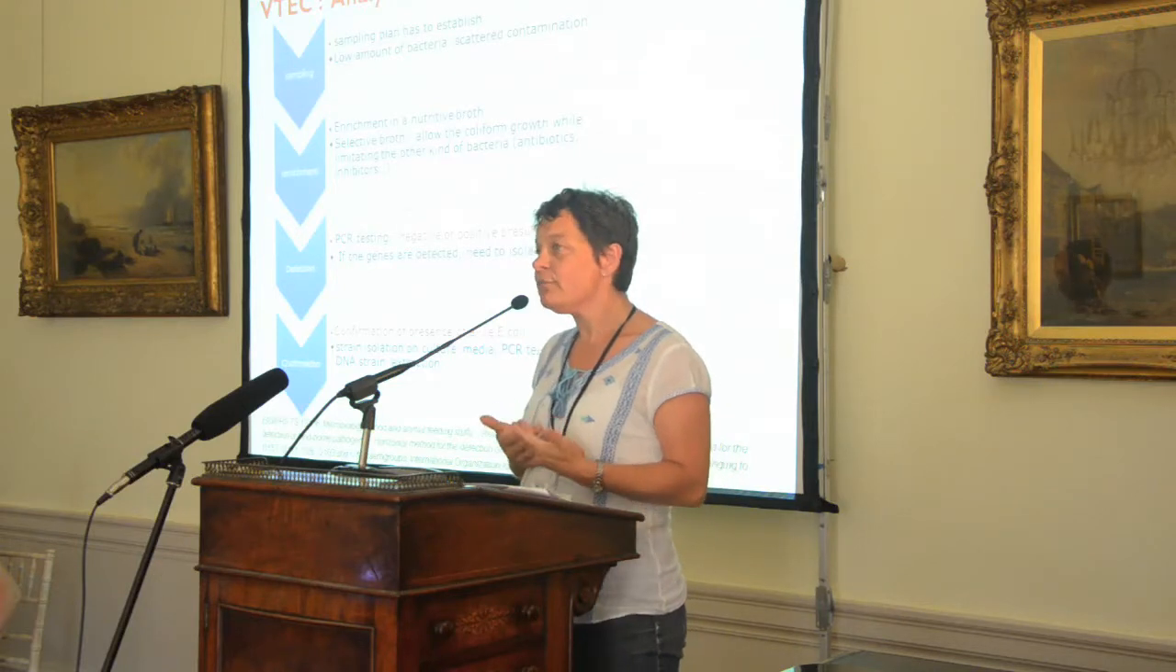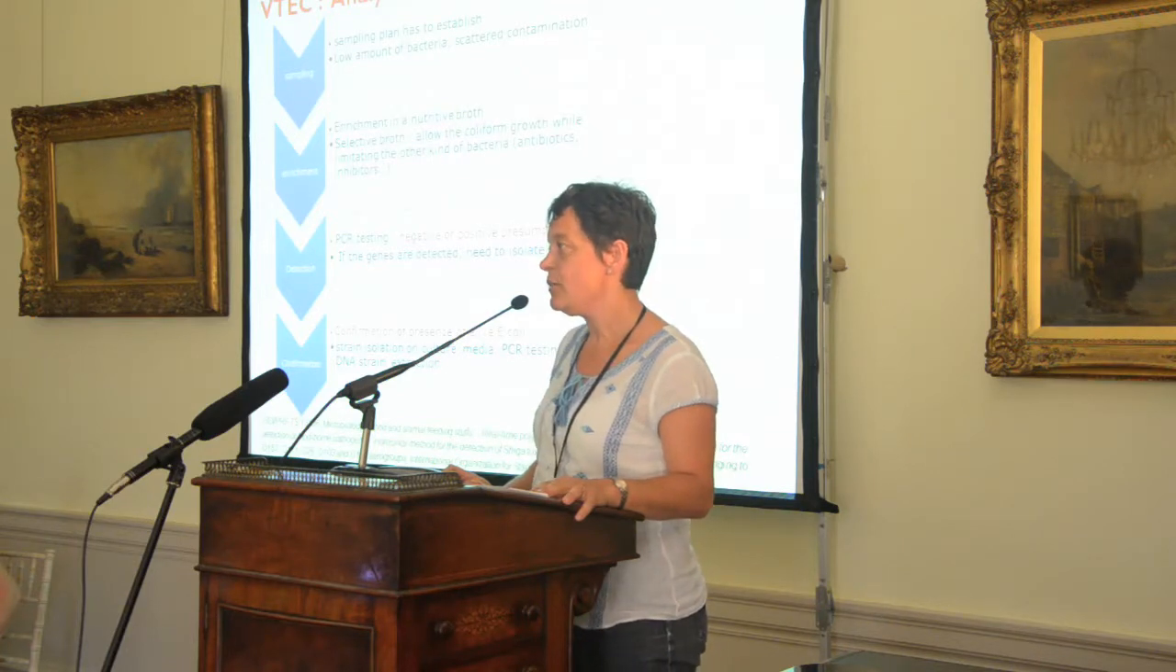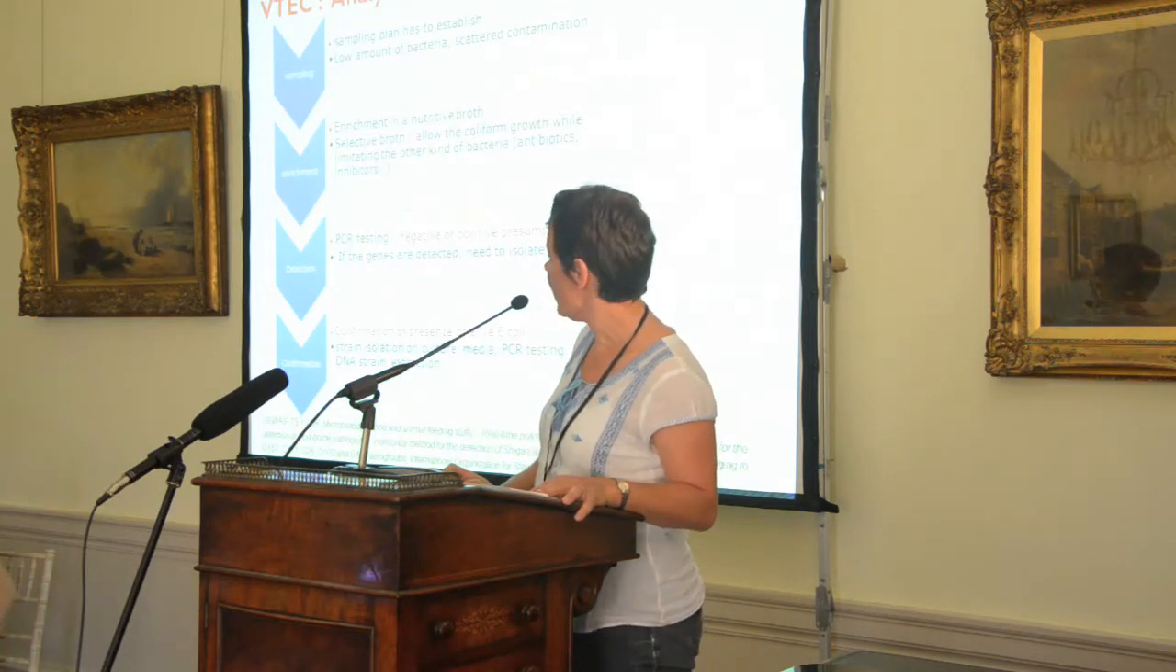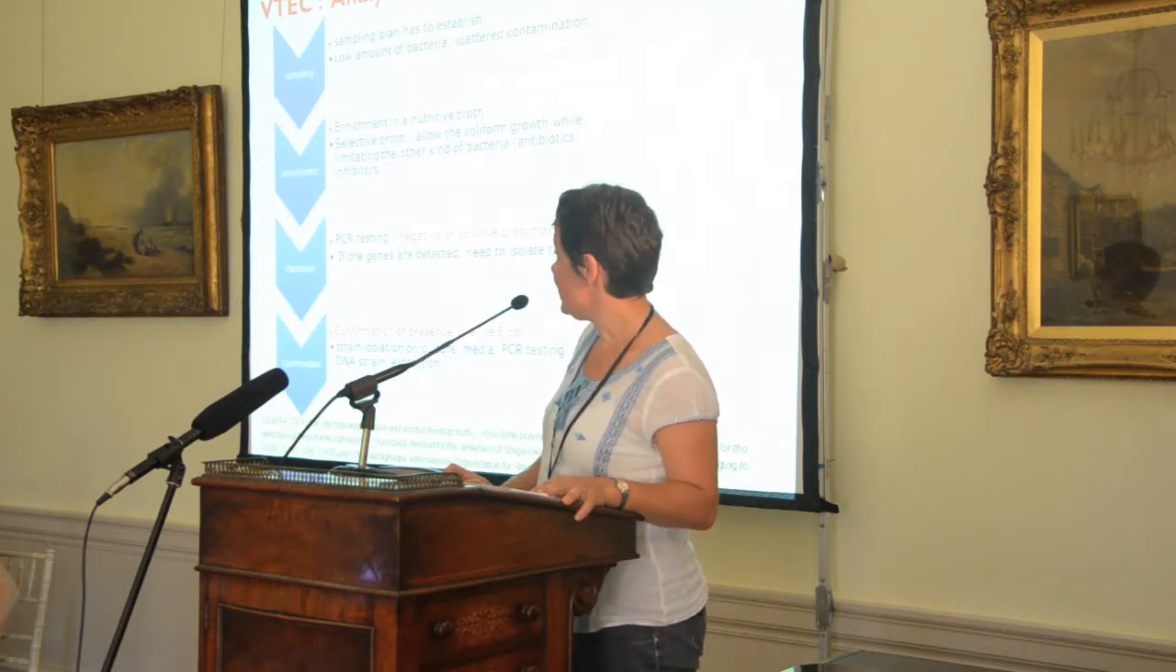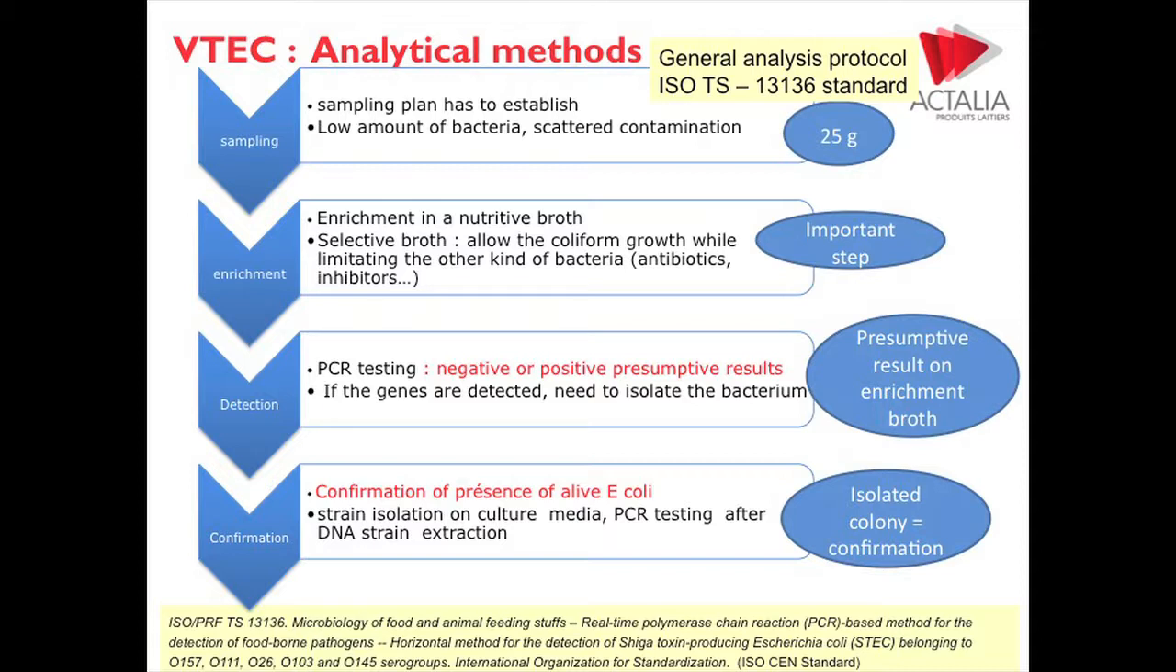So the first thing that we have to do, of course, is just sample your food, but then we proceed towards an enrichment step, and then we detect the bacteria, and then we are sure that it's there. So there are a few points to take care of. As we are looking for a very low amount of bacteria, we usually take care of having a 25 grams sampling of food. It's quite important because we've got a low amount of bacteria and we usually have scattered contamination. So we need to take care of having enough sample.